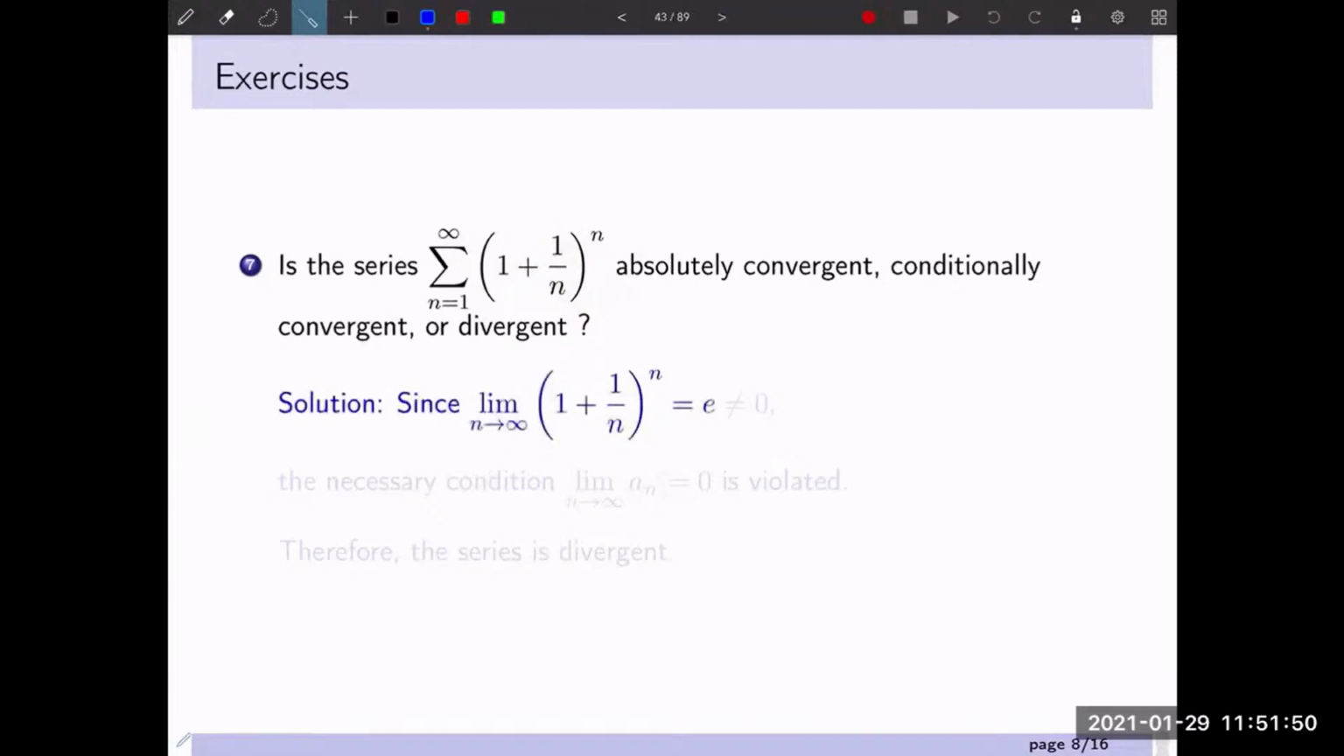This is the necessary condition. Okay? So if you take the limit, actually this tends to e. It's not 0, so it violates the necessary condition. Therefore, the series is divergent.